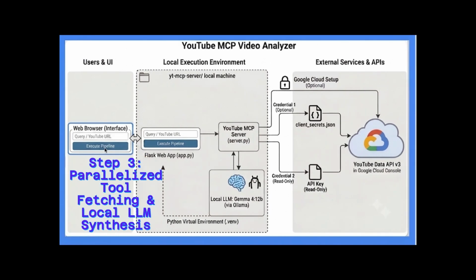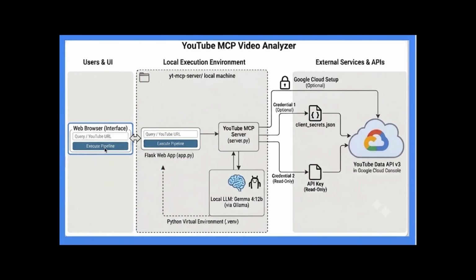Step 3. Parallelized tool fetching and local LLM synthesis. Instead of routing raw fetching through the LLM, the Fast MCP server executes a dedicated YouTube tool. It queries the YouTube Data API v3 to rapidly retrieve raw metadata, transcript files, or comment structures. It feeds this raw context along with the user's prompt directly into the locally running Gemma 4 model via Ollama. Gemma 4 processes, synthesizes, and formats the video insights locally on your machine.